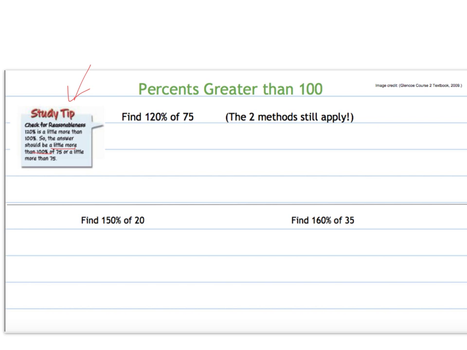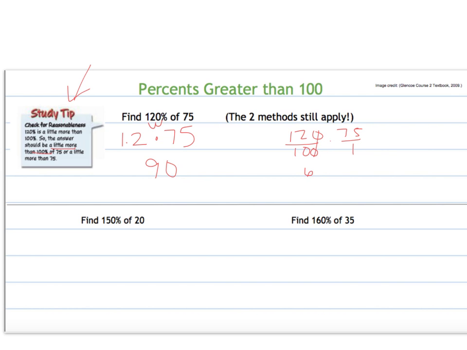Because if I move the decimal 2 places, that's the same as 1.2, 1 2/10, times 75, if I use the decimal method. And when I do that, I get 90. As a fraction, it's 120 over 100 times 75. And again, I can simplify this.